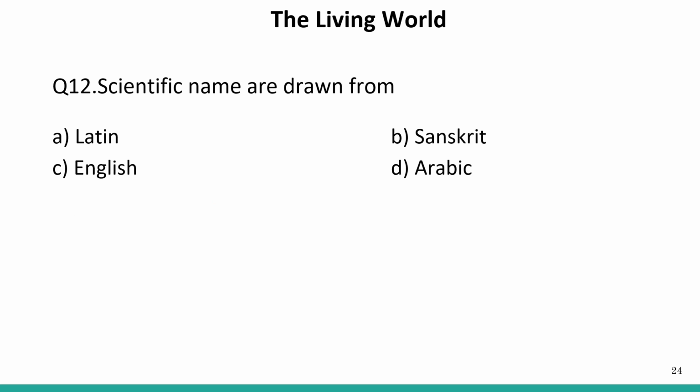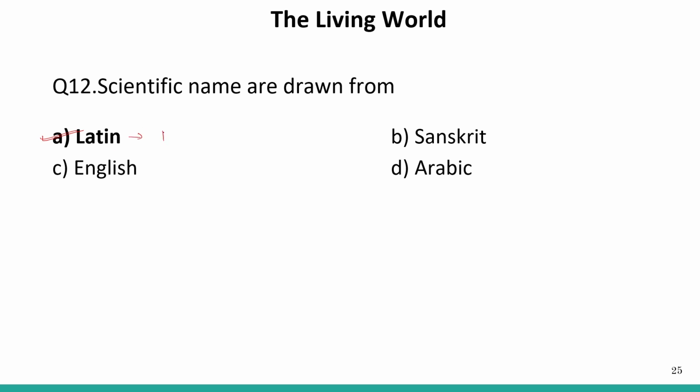The next question is, scientific names are drawn from. Okay, options are Latin, Sanskrit, which is also an Asian language, English, and then we have Arabic. So what should be the answer to this question? This is also a very straightforward answer. We know that scientific names are written in Latin. So this is the correct answer here. Latin.